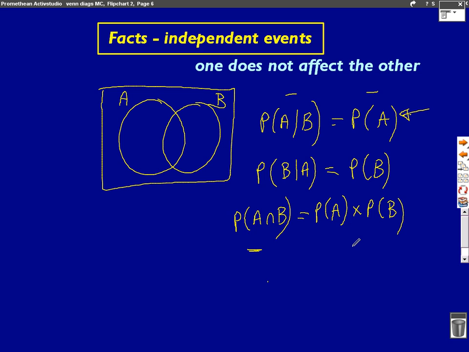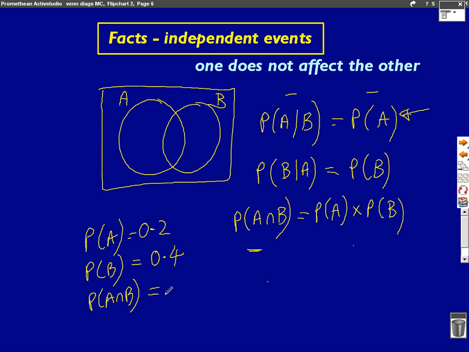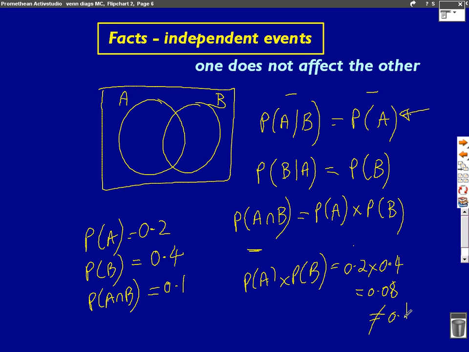So, for example, if the probability of A is 0.2 and the probability of B is 0.4 and the probability of their intersection that you're given is 0.1, my quick test to see if they're independent: well, the probability of A times the probability of B is 0.2 times 0.4, which is 0.08, which does not equal their intersection. It does not equal 0.1, does it? So they are not independent.